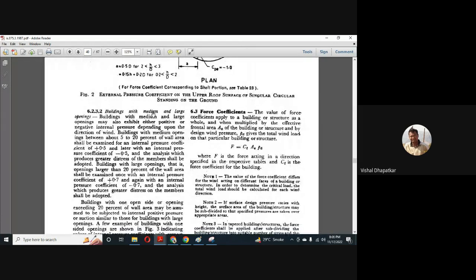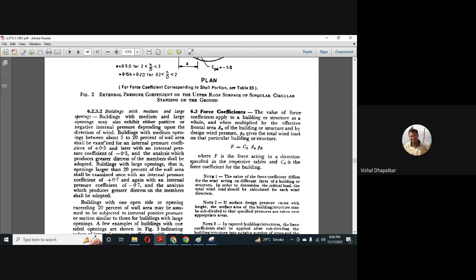So buildings with medium and large openings. Building with medium and large opening may also exhibit either positive or negative internal pressure depending upon the direction of wind. Building with medium opening between about 5 to 20%. So the percentage what we have calculated is this percent. That is percentage of the opening. If it is between 5 to 20% of the wall area, it shall be examined for the internal pressure coefficient of plus 0.5 and later with the internal pressure coefficient of minus 0.5. So first time we are considering compression, another time we are considering suction, and analysis which produces greater distress of the members shall be adopted.